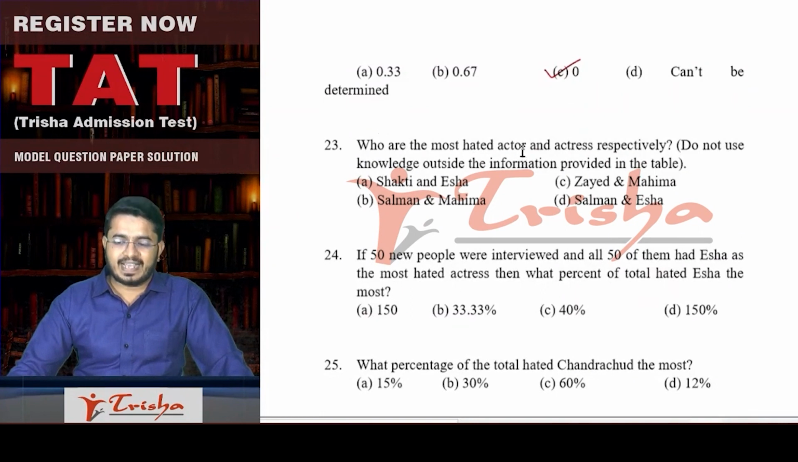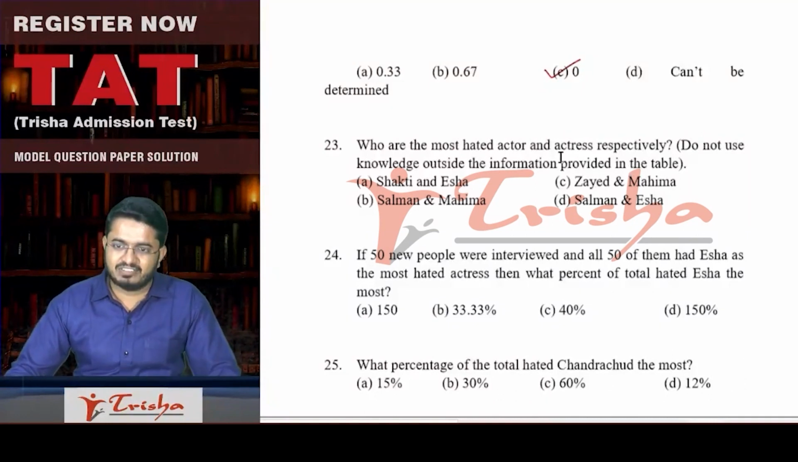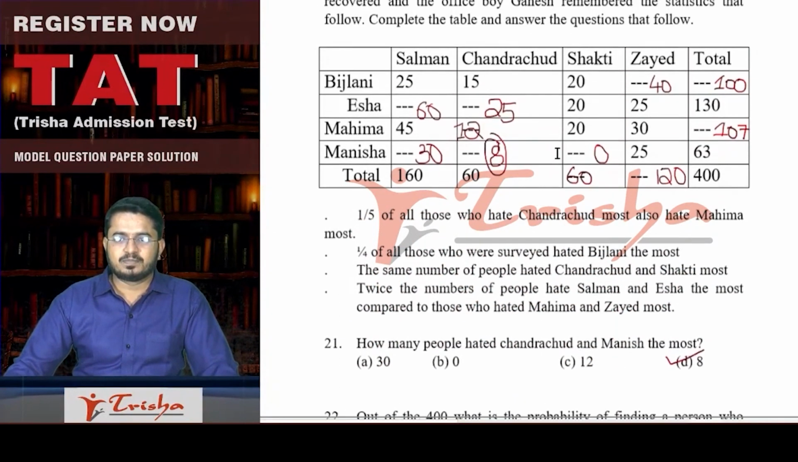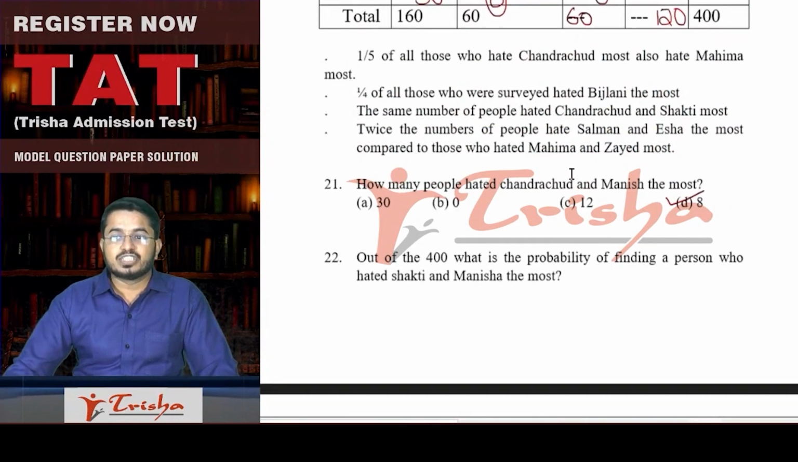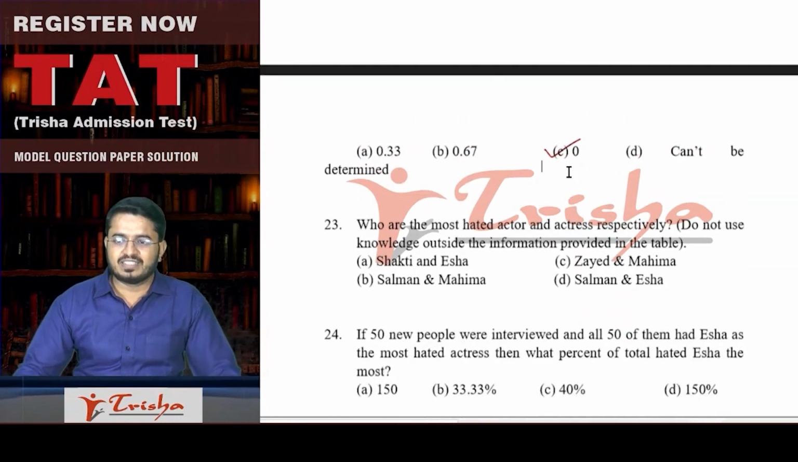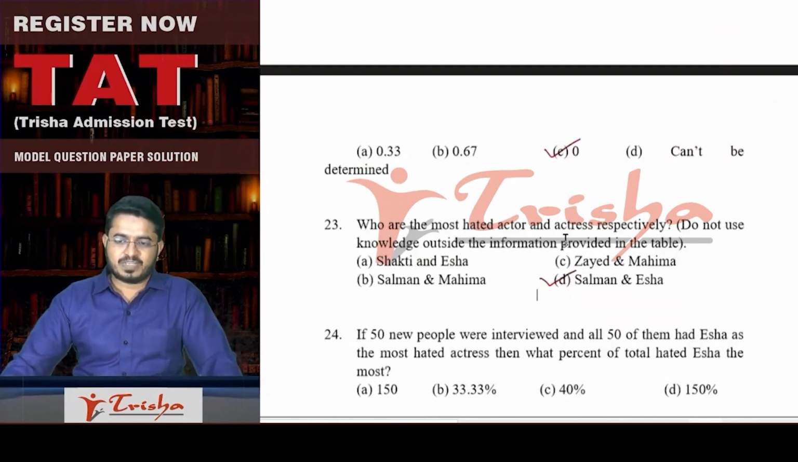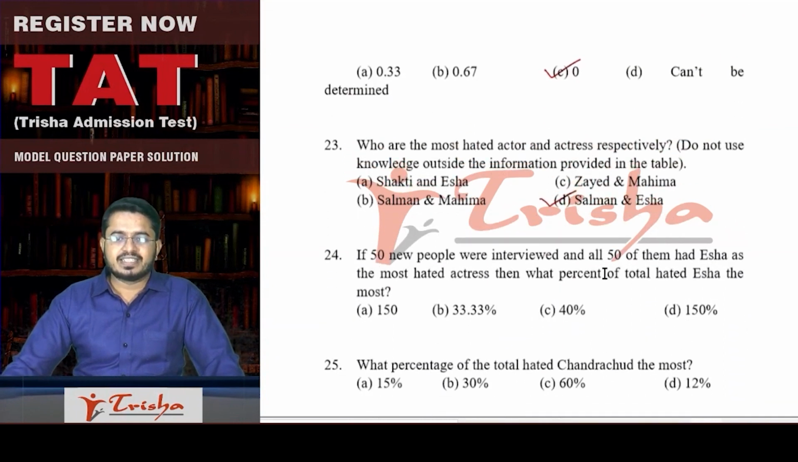The next question. Who are the most hated actor and actress respectively? Do not use knowledge outside the information provided in the table. Among the people given in the table itself, we have to answer this. So see here, if you look at this data, 60 is the highest, correct? Salman and Isha are hated the most among everyone. See whether the Salman and Isha option is there. You have that option here. So the highest number of people who hate the group, actor and actress respectively together, is Salman and Isha.